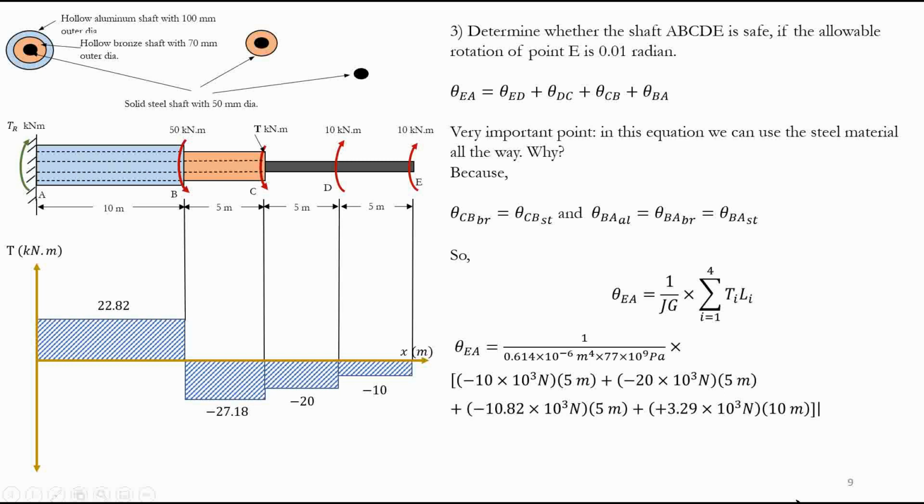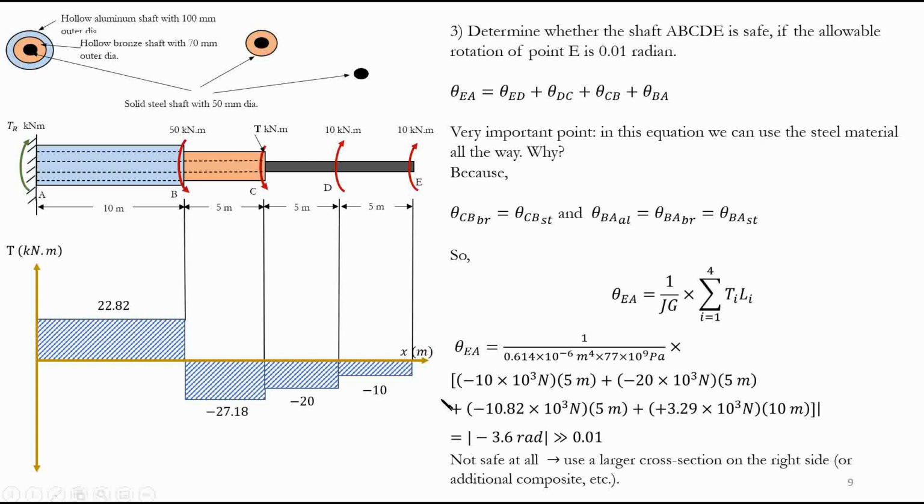And from here, we're going to have the answer of 3.6 radians, which is much higher than the allowable rotation. So, of course, this shaft is not safe. You have to redesign, use a larger cross-section on the right side, or probably use the composite shaft all the way, and anything basically to reduce our rotation. And in some cases, our stresses were also high, so we have to take that into consideration as well.